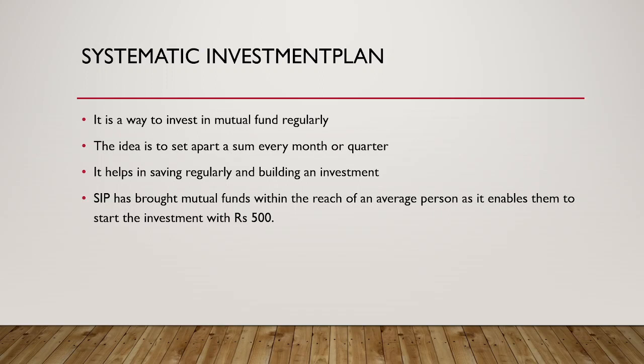So when you start earning your income, you will have to open a public provident fund, a recurring deposit fund, as well as a systematic investment plan of a mutual fund. You can start with just rupees 500 per month, so that over a long period of time it will turn out to be a huge investment.